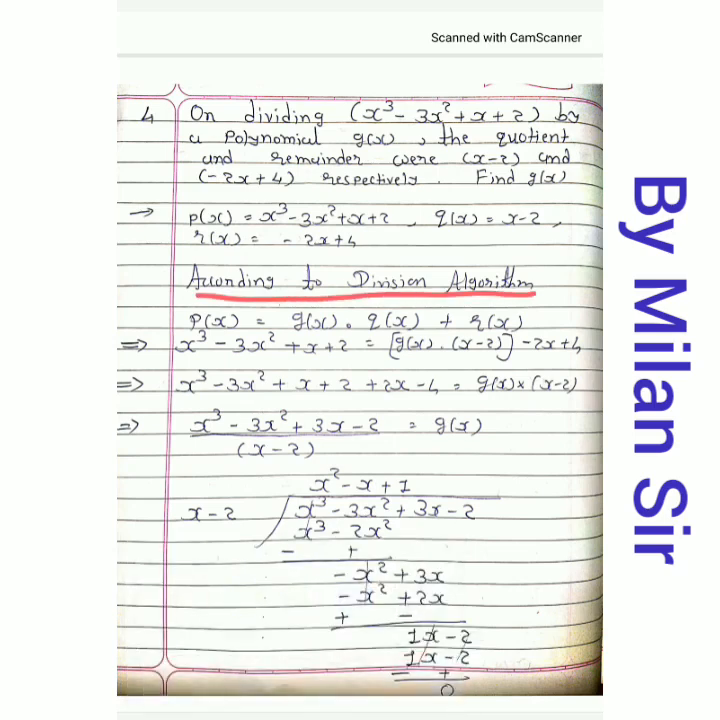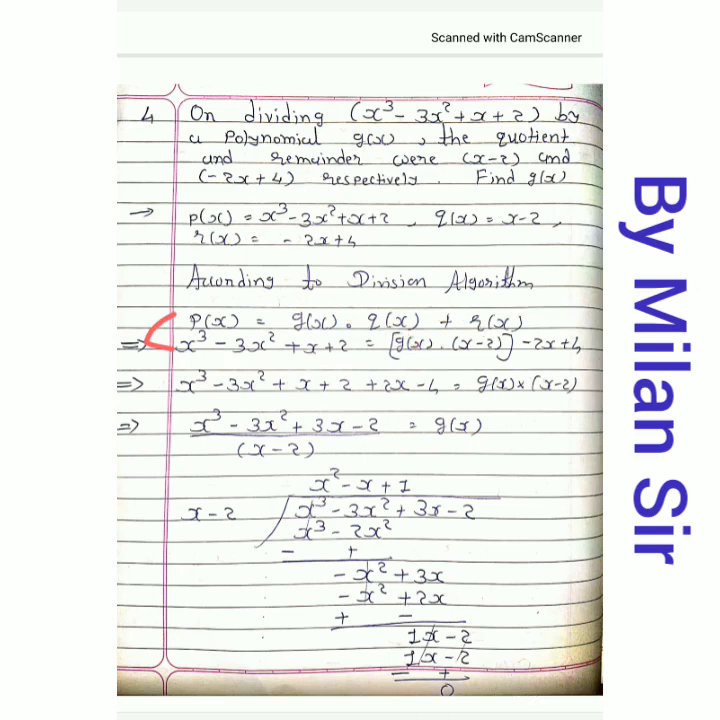According to division algorithm, now what is our division algorithm? P of x is equals to g of x into q of x plus r of x. Now put the value of p of x, q of x and r of x. So in place of p of x, x cube minus 3x square plus x plus 2, g of x as it is because we need to find g of x. In place of q of x, x minus 2 and plus r of x, our remainder is minus 2x plus 4.